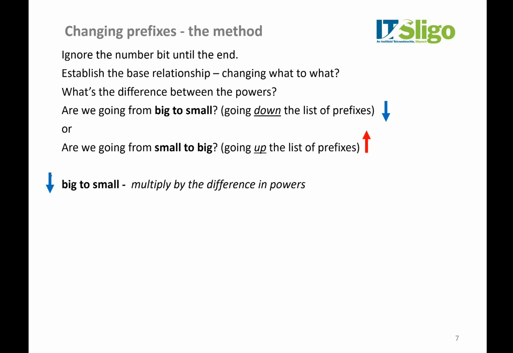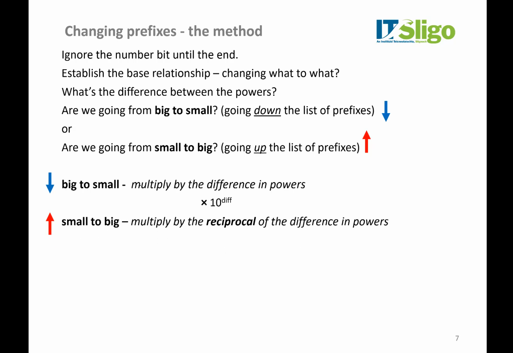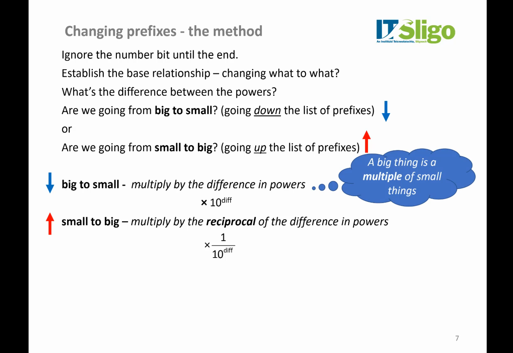So if we're going down the list, going from big to small, we multiply by the difference in powers. And if you're going the other way, it's simply the reciprocal. If we're going from small to big, if we're heading up the list, multiply by the reciprocal of the difference in powers.